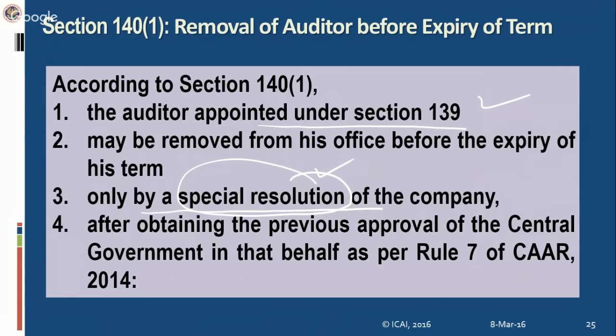Special resolution, as explained in the Companies Act, is a 3/4 majority, as you all understand. But this special resolution is after obtaining the previous approval of the central government in that behalf, as per Rule 7 of the CAAR. So, students, there are 4 points you should keep in mind.